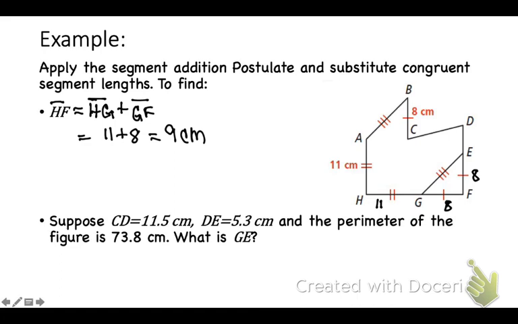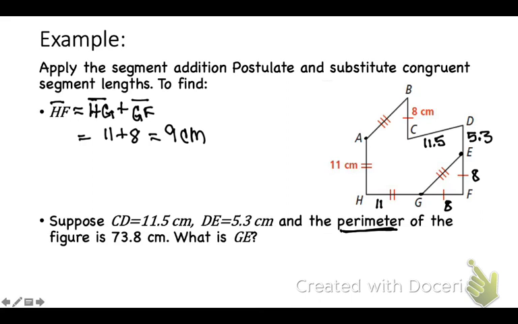So now we have, suppose that CD is 11.5. So CD is 11.5 right here. And DE is 5.3. So DE is 5.3 right here. And the perimeter, so perimeter is we add up all the outsides of the figure, is 73.8 centimeters. What is GE? Well, GE is right here. But GE is the same as AB, and that's the only missing part of my perimeter.